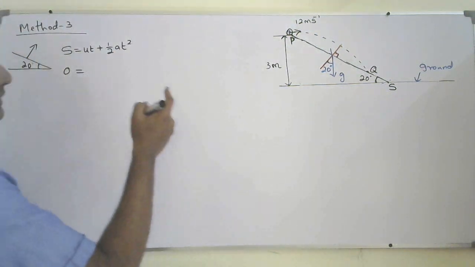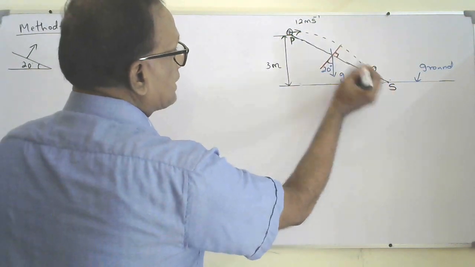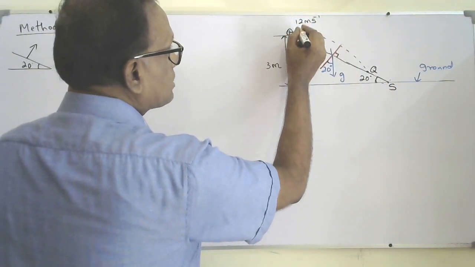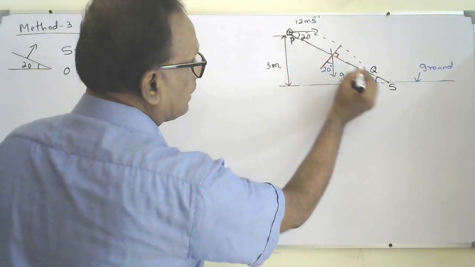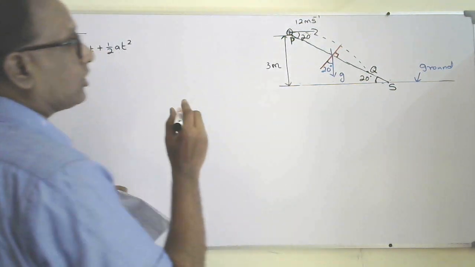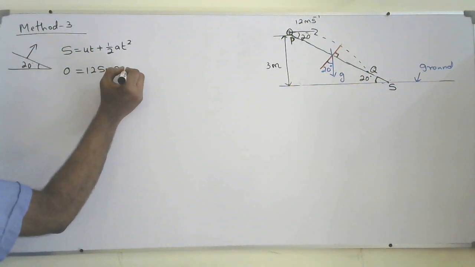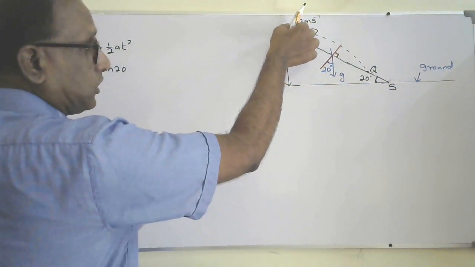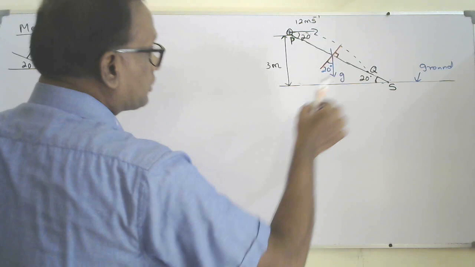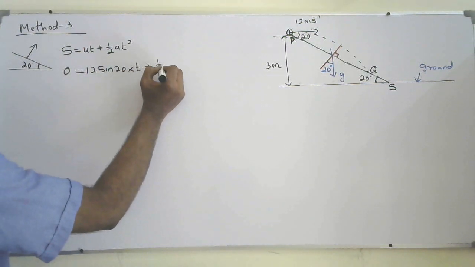Right, so initial velocity, how much? It was projected horizontally. So this angle is 20. This angle is 20 because of alternate angles. So perpendicular to the slope, it will be 12 sin 20. 12 sin 20 is the component of the initial velocity perpendicular to the slope. The time I need to find, plus half.